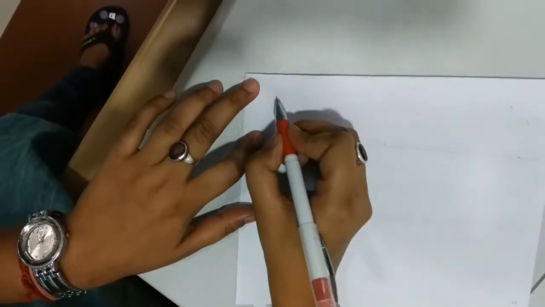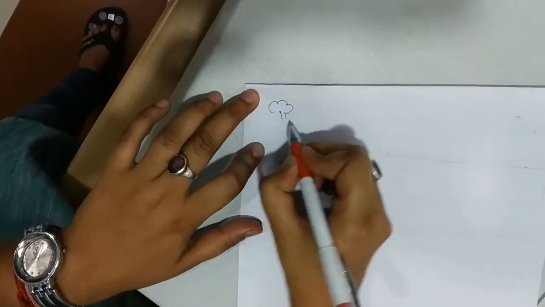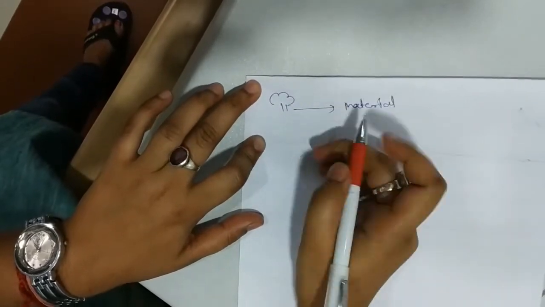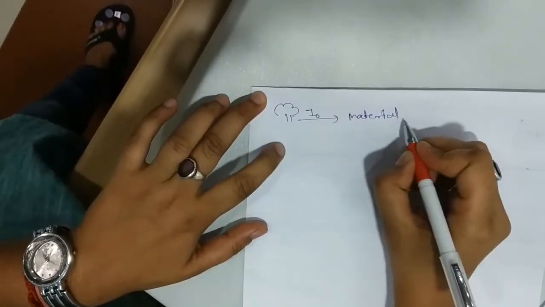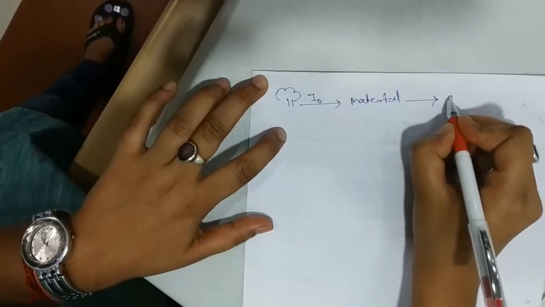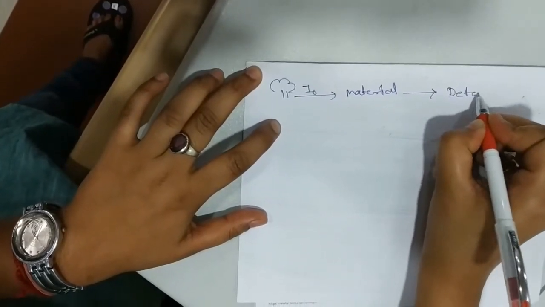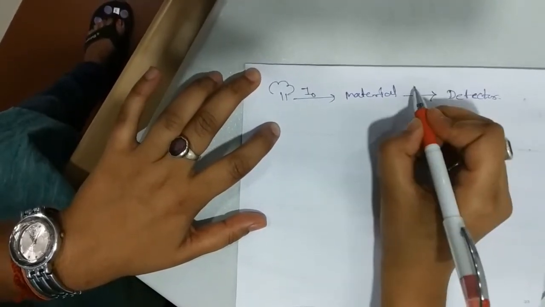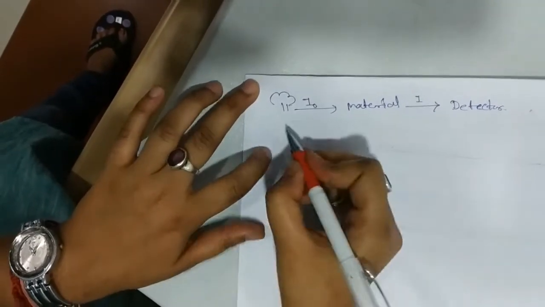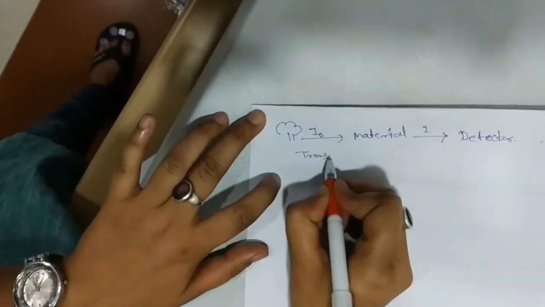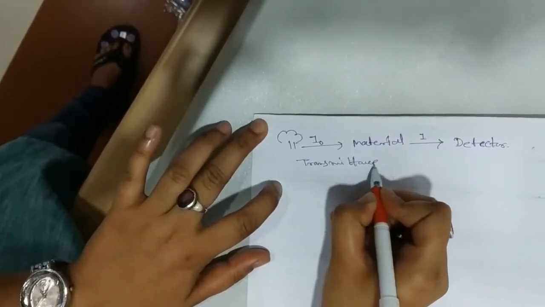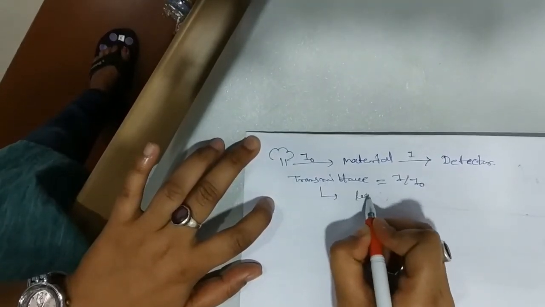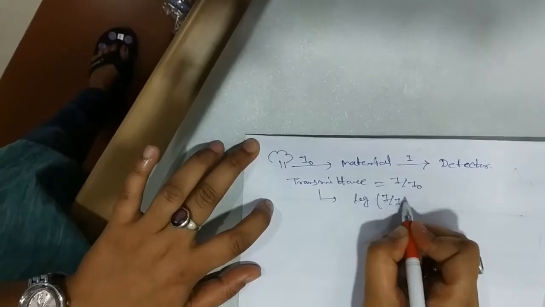Actually, if a light passes through a material and the intensity of the incoming light is I0, after passing through the material it is detected by a detector. The intensity of the light detected by the detector, if it is I, then transmittance will be I by I0. The formula for transmittance is log I by I0.